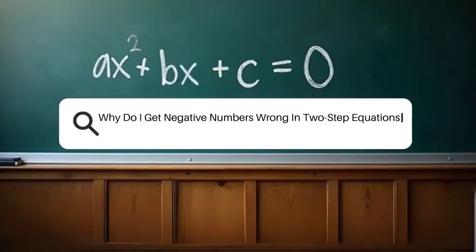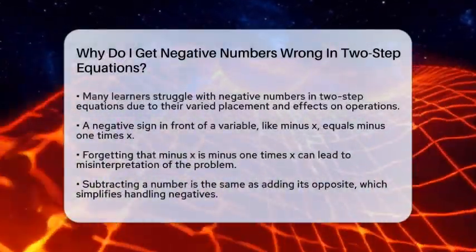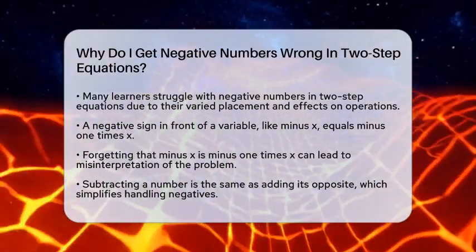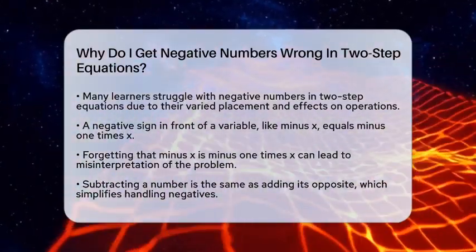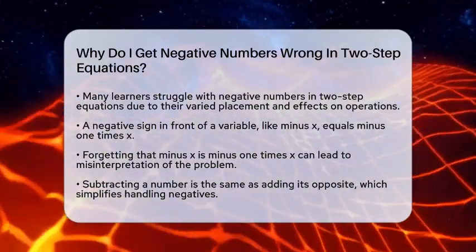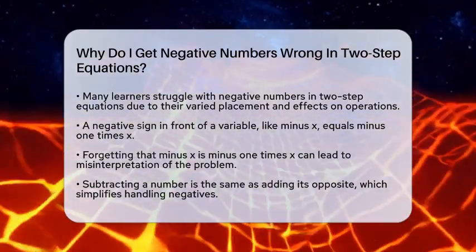Why do I get negative numbers wrong in two-step equations? Imagine trying to solve a puzzle, but the negative signs keep throwing you off. It can be frustrating, right? Many learners find negative numbers tricky when working with two-step equations. The reason is that negatives can appear in different places and change how you perform operations.